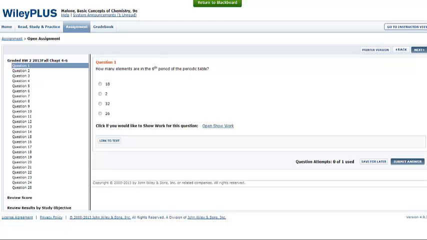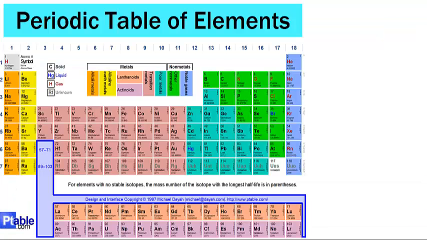So let's start looking at this practice homework, graded homework 2. Here's question 1. How many elements are in the 6th period of the periodic table? So here is a periodic table, and really this is no more than just looking down, counting down the rows.